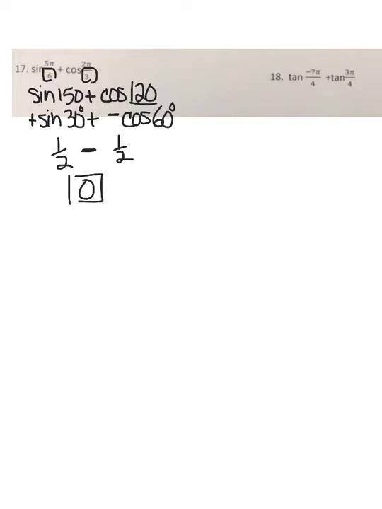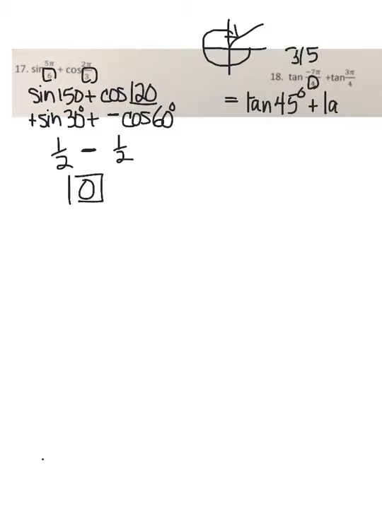All right, we're going to do the same thing with 18. So just be careful here. Tangent of negative 7 pi over 4. Well, negative 7 pi over 4, I know is 315 degrees because it's a multiple of 45. But negative 315 actually goes around this way, right? So really, its reference angle is just 45 degrees. So this is the tangent of 45 degrees, and since I'm in the first quadrant, I know my answer is going to be positive. Plus, and then this is the tangent of, well, 3 pi over 4, I know is 135 degrees.